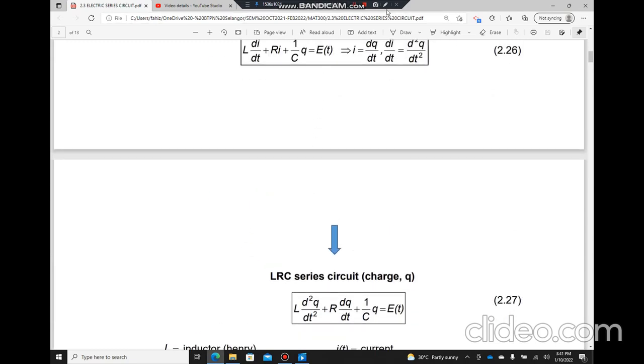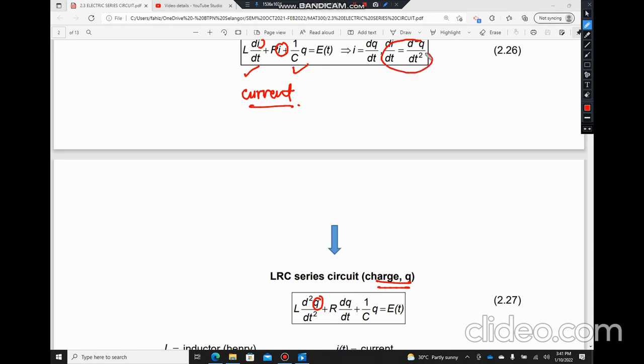Kalau kita tengok dekat sini, LRC cumanya yang ni digunakan untuk I which is current. I is current. And then this one diguna untuk charge. Nampak tak? Charge Q. So that's why di/dt tadi kan, kita kata di/dt equals to d square Q/dt square. So kalau tak nak guna di/dt, kita boleh guna d square Q/dt square.